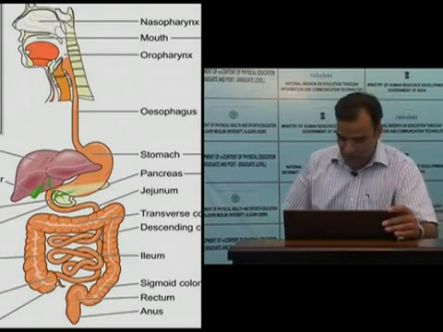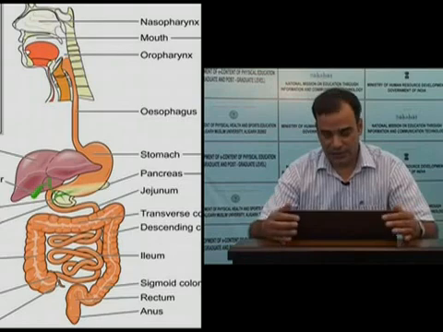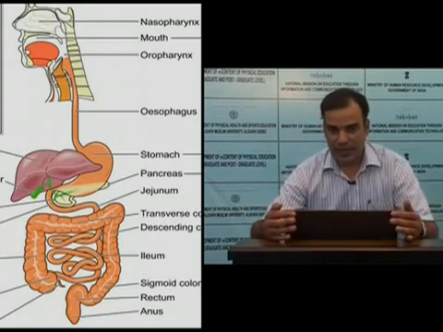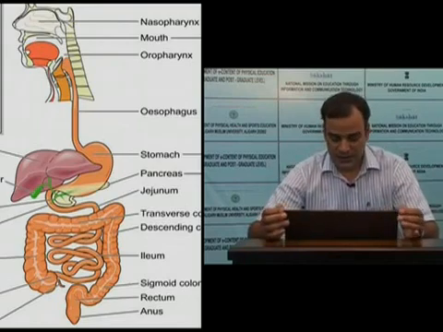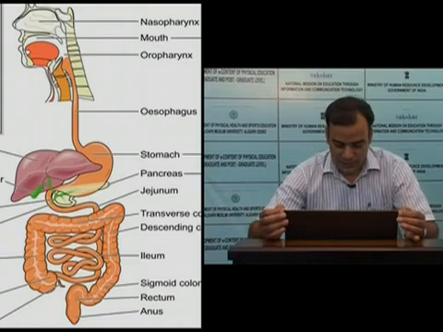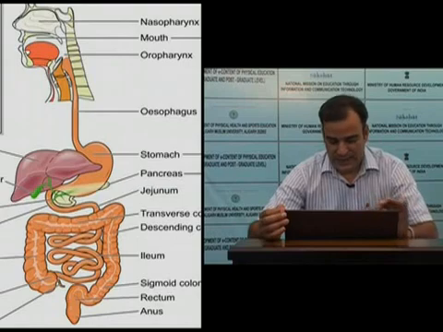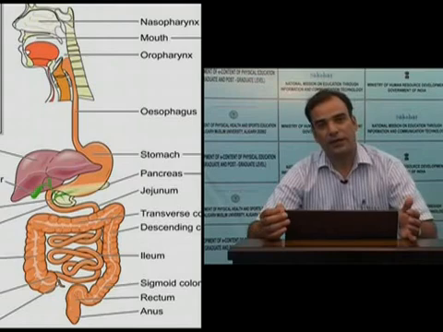Now if we see all the enzymes that are secreted in the digestive system, these are salivary amylase, present in the saliva, secreted in the mouth. Then we have pepsin, which is secreted in the stomach. Then the enzymes trypsin, chymotrypsin, carboxypeptidase, pancreatic lipase and pancreatic amylase. These 6 enzymes and many more are secreted by the pancreas.